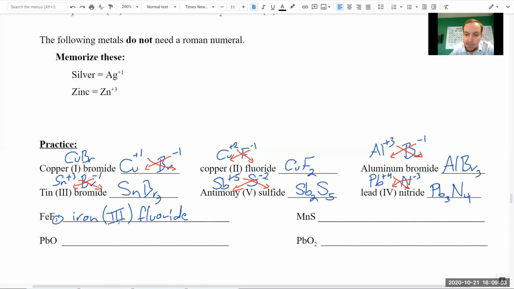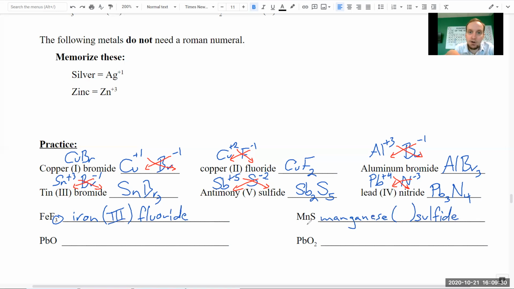Here we have MnS. So Mn is manganese, not magnesium, but manganese. Manganese is a transition metal, so we're going to need a Roman numeral. And then sulfur becomes sulfide. So manganese something sulfide. Now the charge of manganese is right there. I don't see a number, so I assume that's a 1, right? Wrong. That is not true.